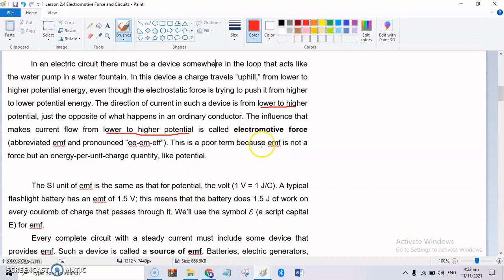Again, electromotive force, okay? Remember that in an electric circuit, the current will flow from high to low, but because of an electromotive force, the flow of current will become from low to high, okay? And this is why when we say a battery that has an EMF of 1.5 volt, this means that the battery does 1.5 joules of work on every coulomb of charge. Ibig sabihin, yung ating battery will make the current in our charge, or the charge in our current, pass from low to high instead of the typical high to low.